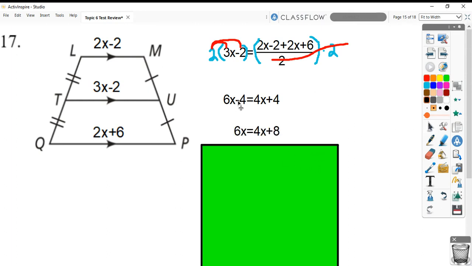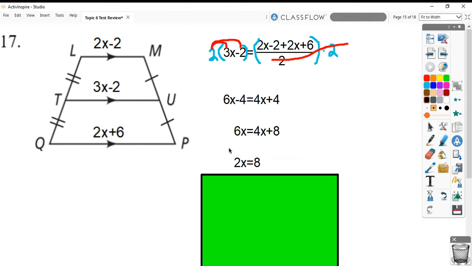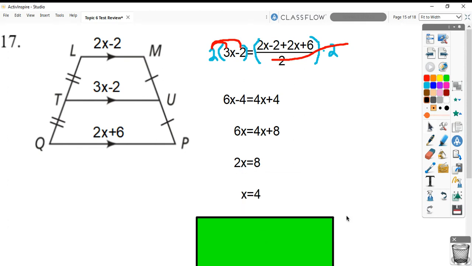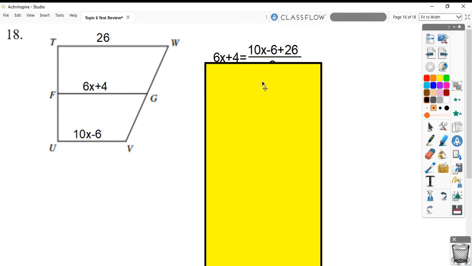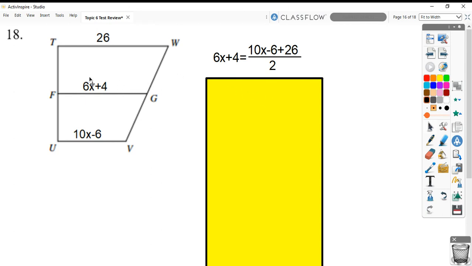All right, this one moved the 4 over, so we add 4 on both sides, and then we subtract 4x on both sides, so that x equals 4. Number 18 is more of the same. All right, it's the same exact equation setup.